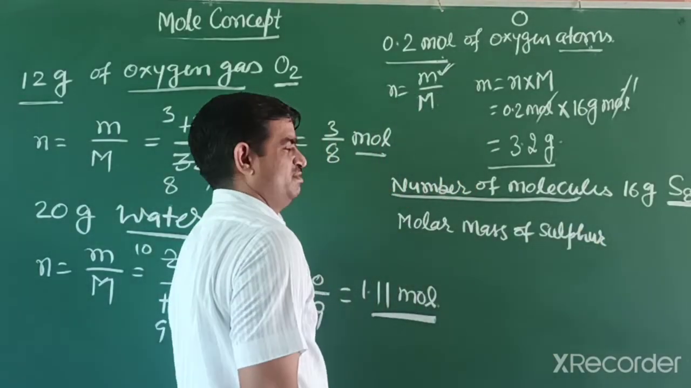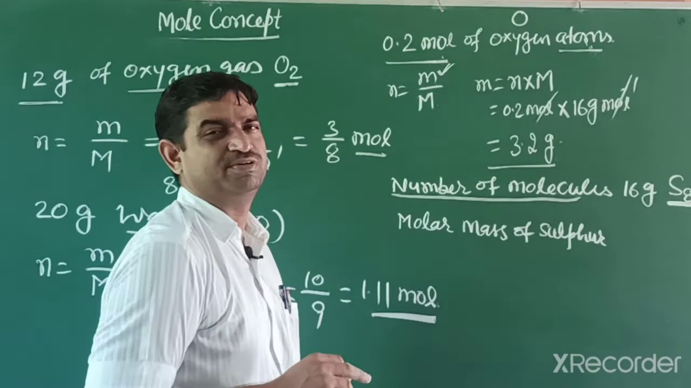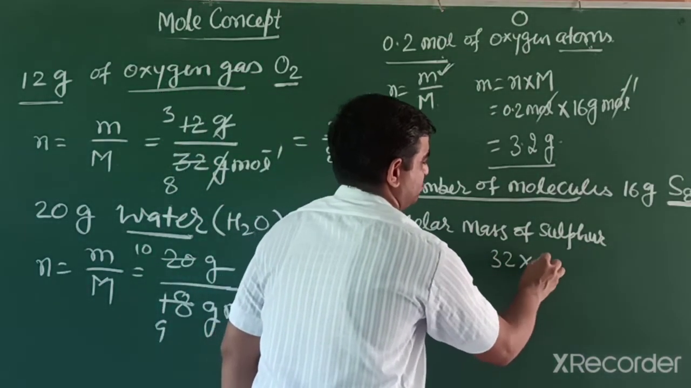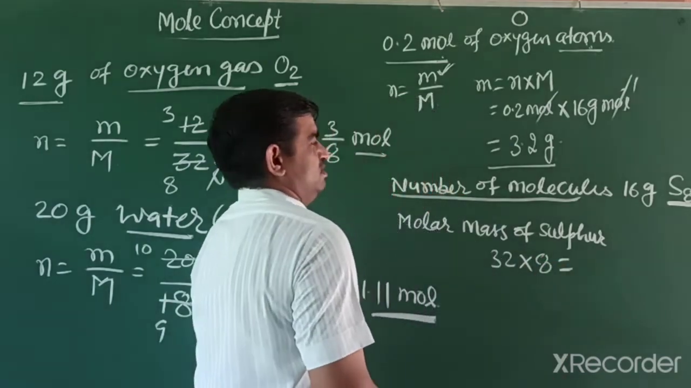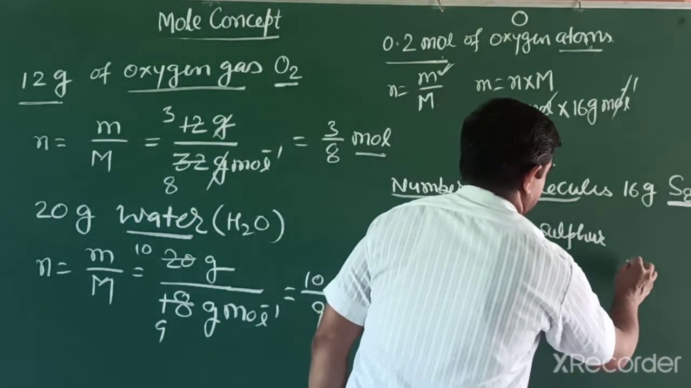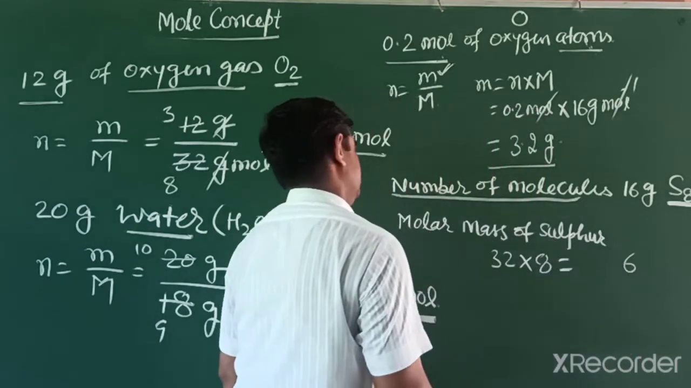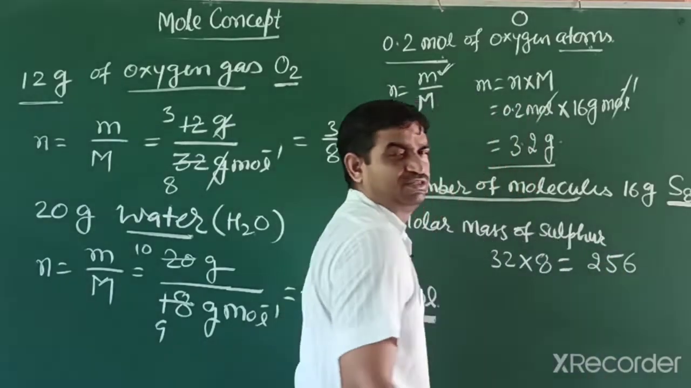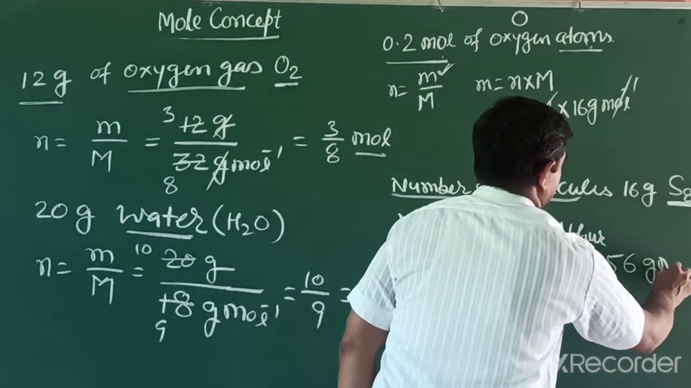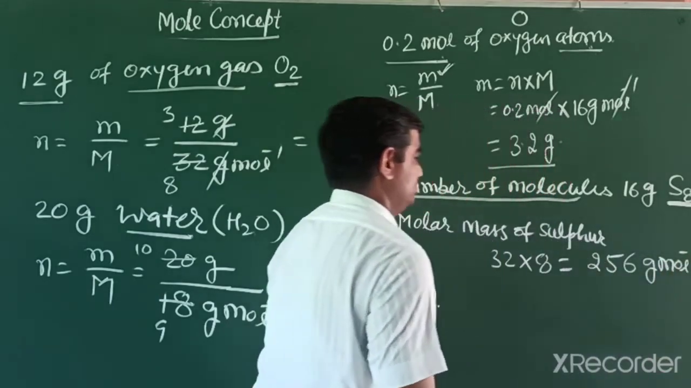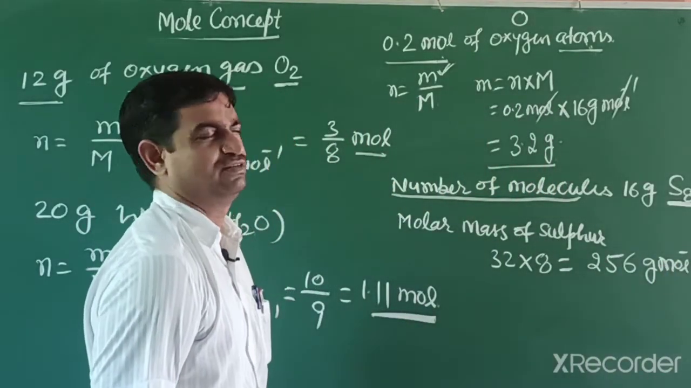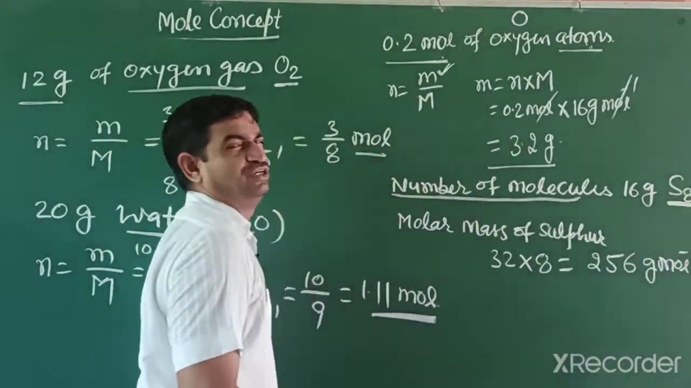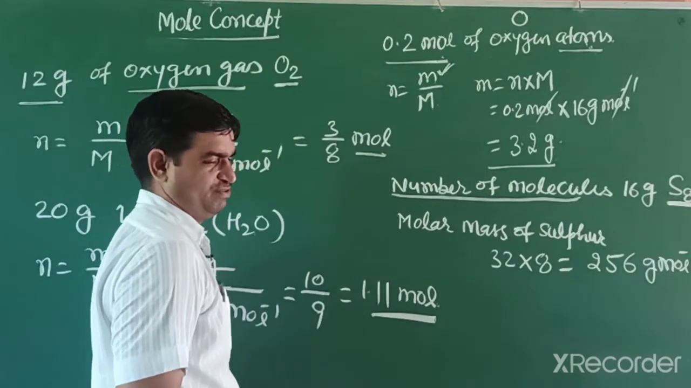How can you find molar mass? We know one sulfur atom in the NCERT book is 32 u. So 32 into 8, 256 gram mole inverse. So that is the molar mass of sulfur S8, because the sulfur formula is written S8, solid sulfur found.